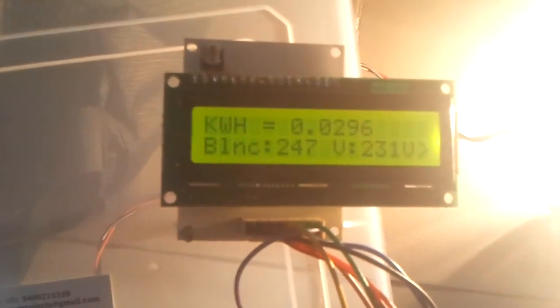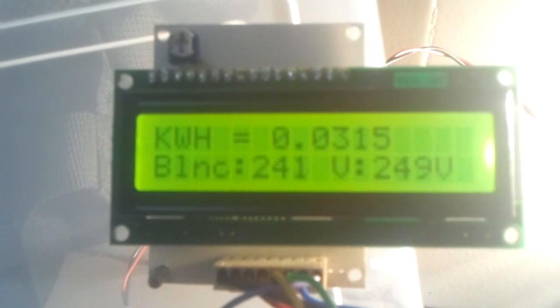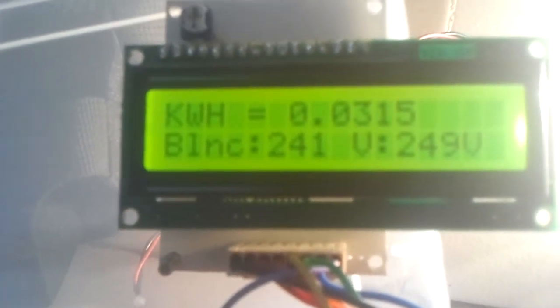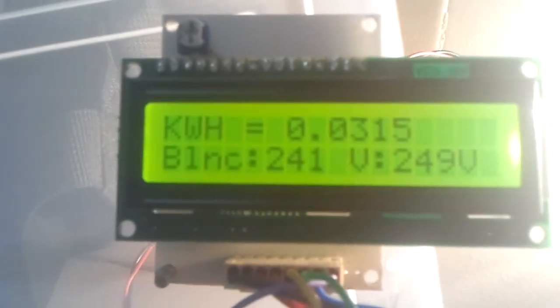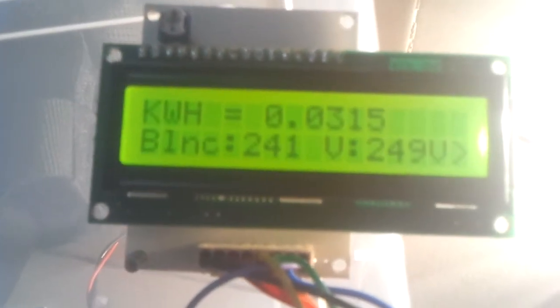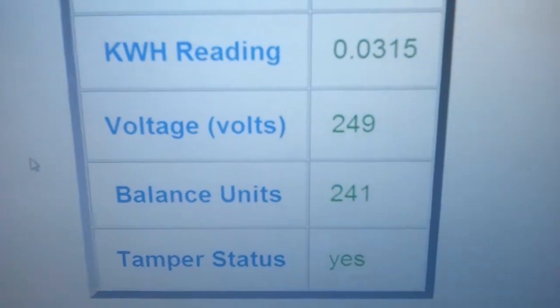Now let me vary the voltage here. So we are making use of a potentiometer here to vary the voltage. The voltage has become 249 now. Let us see whether it gets updated in the website or not. See, the voltage has become 249 here.